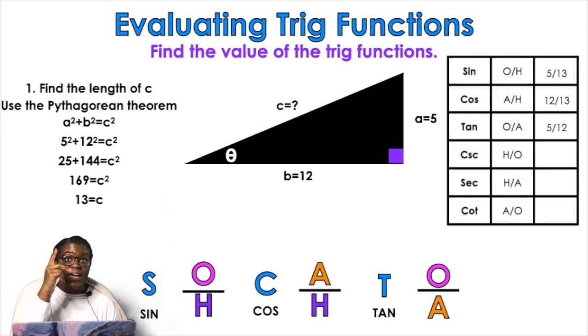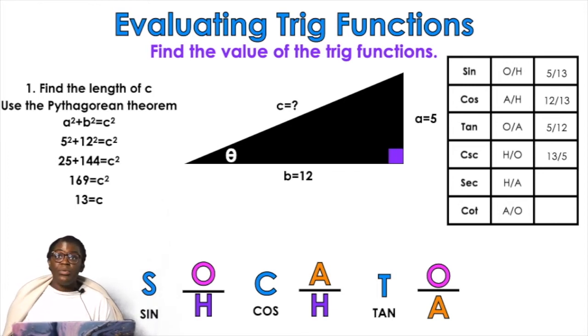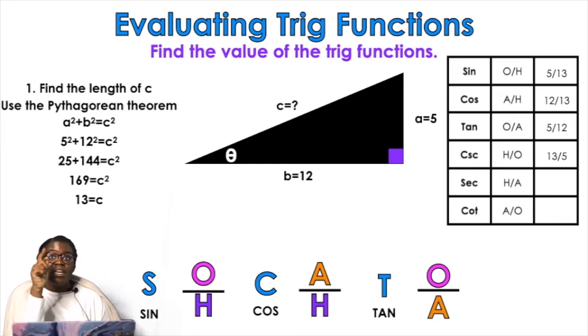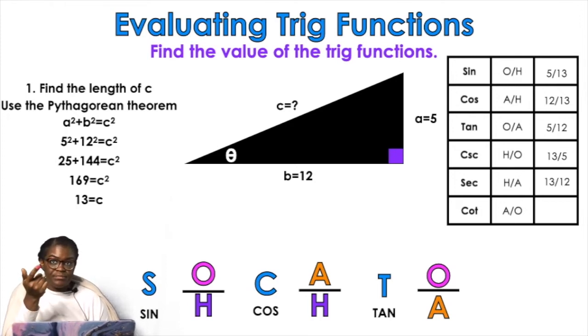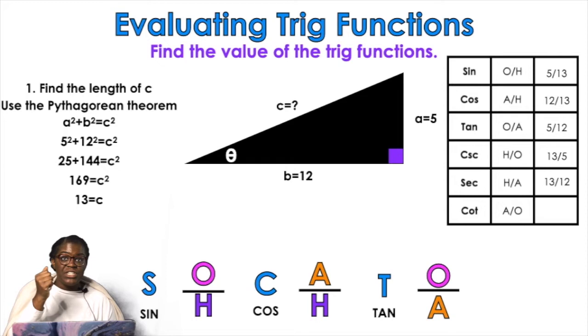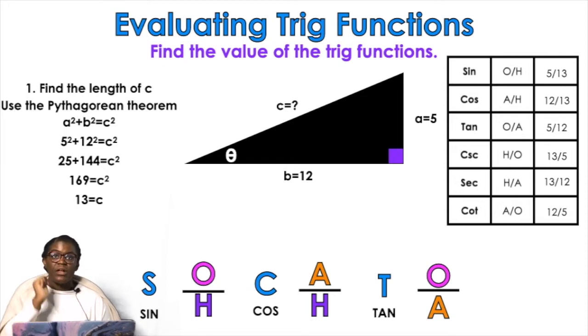What becomes easy now is my cosecant, which is the reciprocal of sine. So instead of 5 over 13, guess what I'm gonna put? 13 over 5. And then my secant is the reciprocal of cosine. So instead of 12 over 13, I'm gonna put 13 over 12. And then my cotangent is the reciprocal of tangent. So instead of 5 over 12, I'm gonna put 12 over 5.